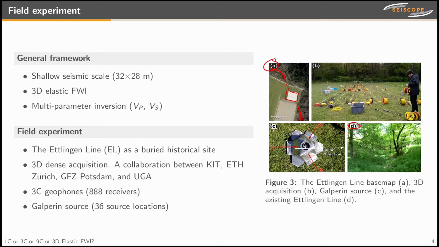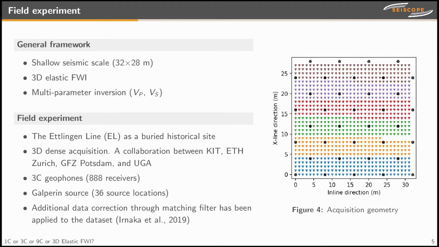the Ettlingen line. We use a multi-component source and multi-component receiver, and in terms of the receiver we use a 3-component geophone, and we use a specific multi-component source, the so-called Galperin source, and you can see it on figure C. And this Galperin source has specific directions U, V and W, which are not parallel to the Cartesian coordinate axes.